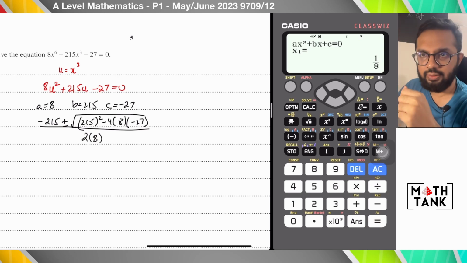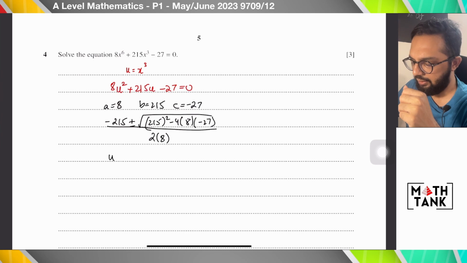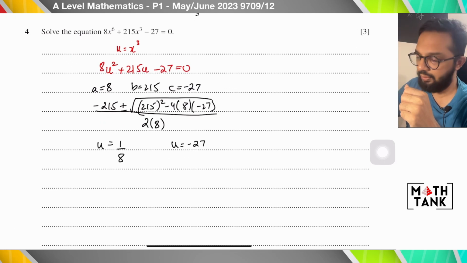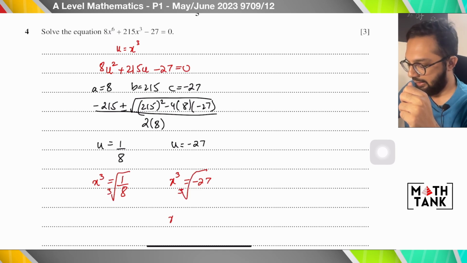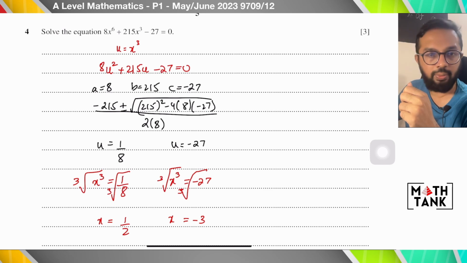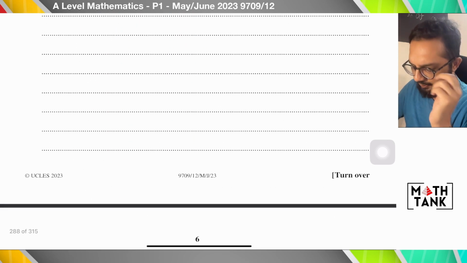It's telling me that one root is 1 over 8 and the other is minus 27. So I'm going to say that u equals 1 over 8 and u equals minus 27. Those are my values for u, not for x, because my x was substituted. So I'm going to replace u with x cube and then take a cube root on both sides and say that x is equal to minus 3 and x equals 1 over 2. Those are the two possible answers for this question. I'm just checking the marking scheme, and that's right. So let's move on to the next question.